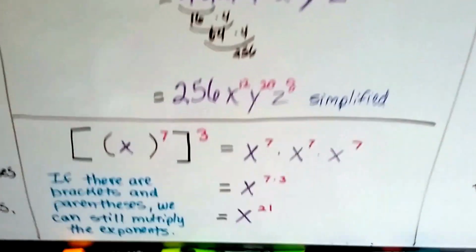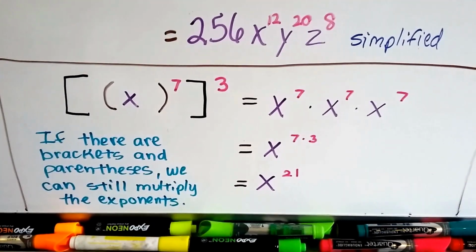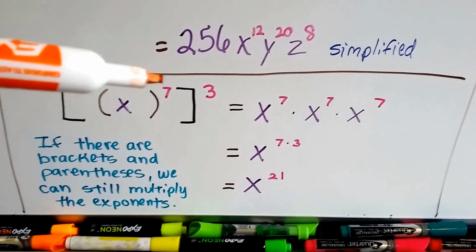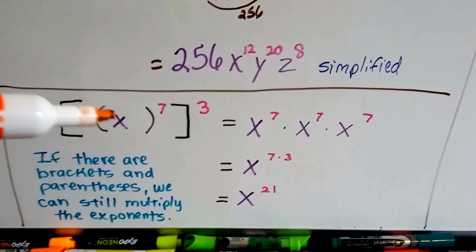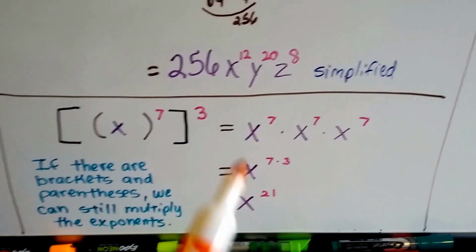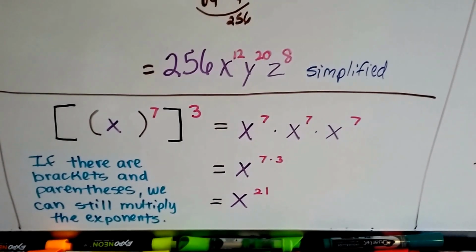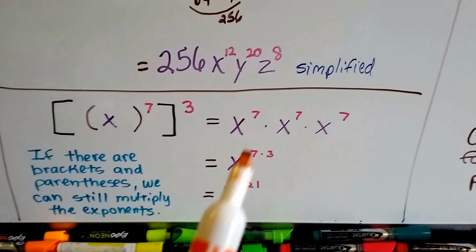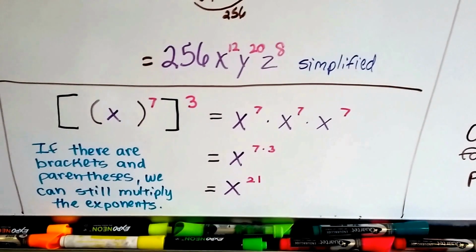Now check out this one. You might see brackets and parentheses, and I'll have a link to brackets and parentheses in this description. But this is just saying that the x is to the 7th power. Everything inside of here is the base. So that's x to the 7th power 3 times. So we got x to the 7th times x to the 7th times x to the 7th. And we know that we can just add these up, can't we? Or we could say 7 times 3. So this would be x to the 21st power.